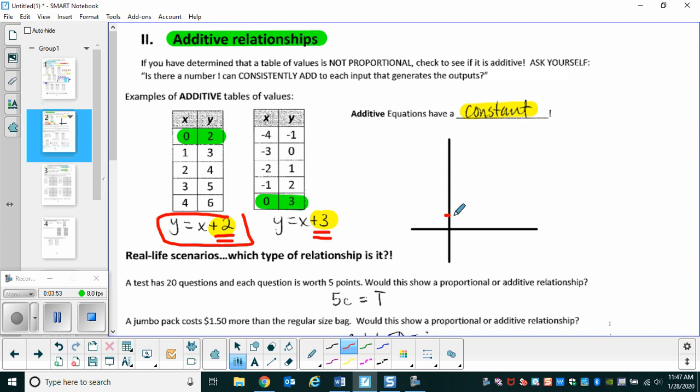I could simply start here at the plus 2, and then because my coefficient is this 1, I can simply move up 1 over 1, up 1 over 1 and plot a point. I'm going up and over, and that right there would be the equation for y equals x plus 2. And of course we have an arrow here, and it would continue on this way. So this would be the equation for y equals x plus 2.